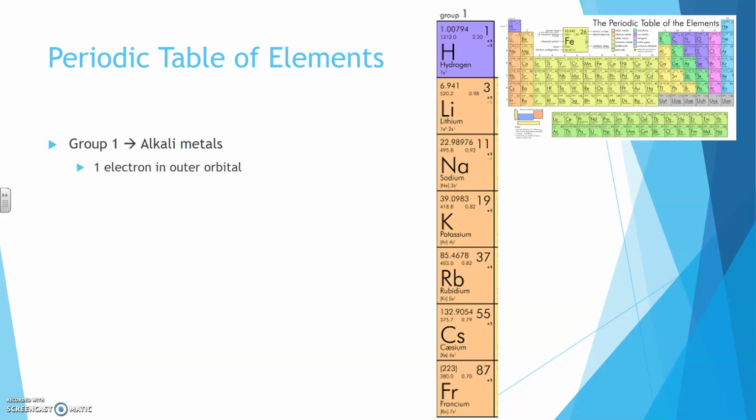But for group 1, they do tend to have just one electron in their outer orbital. Again, we'll get more into the structure of an atom and what that all means. But with one electron in the outer orbital, they readily give up that one electron to form +1 ions. This makes them highly reactive, and the reactivity actually increases as you go down. So francium is one of the most reactive elements on the periodic table. Fluorine is actually the other one.